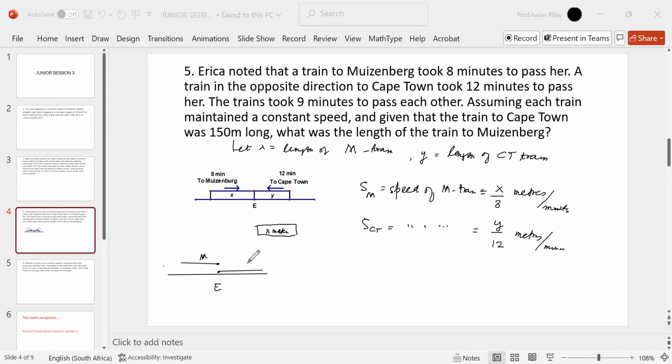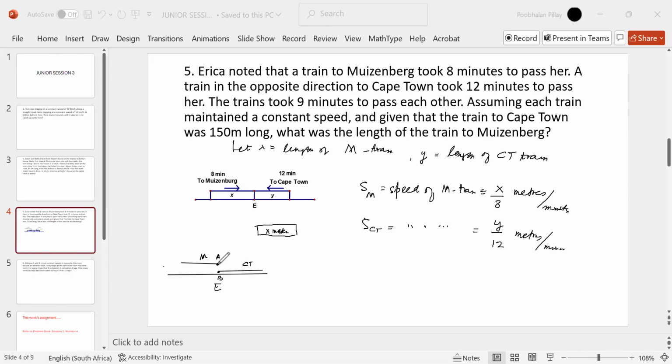And this is the Cape Town train. Now, they take 9 minutes to pass each other. Now, what does that mean? Let's imagine you've got a point here, the front of the Muizenberg train, call it point A. And suppose this is point B, the front of the Cape Town train.